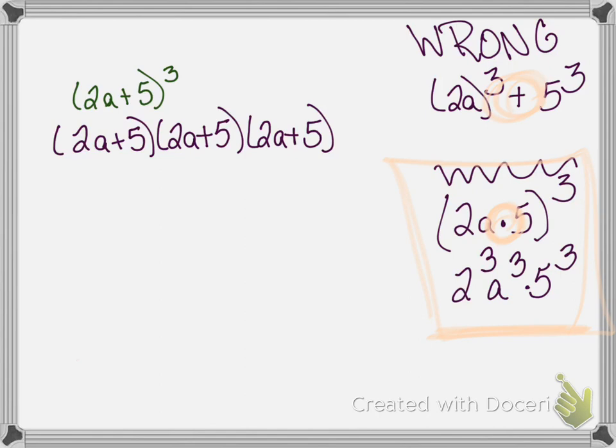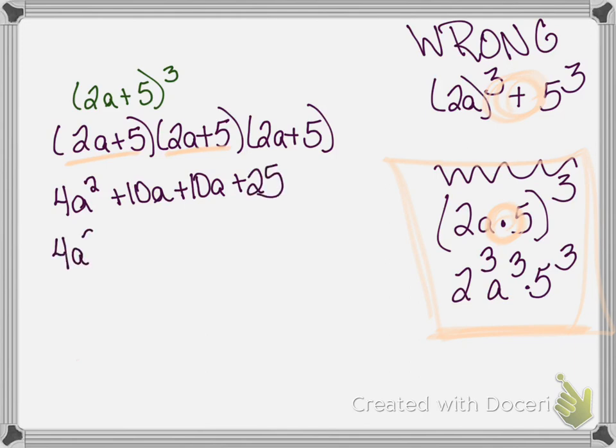So the first thing that I'm going to do is I'm going to multiply 2a plus 5 times 2a plus 5. I'm going to use the FOIL method. That's exactly what I'm going to do right there. 2a times 2a is 4a squared. 2a times 5 is 10a. 5 times 2a is 10a. And 5 times 5 is 25. So I'm left with 4a squared plus 20a plus 25.